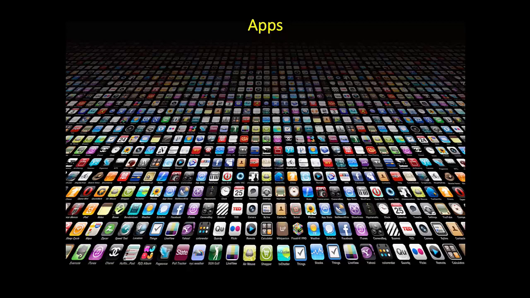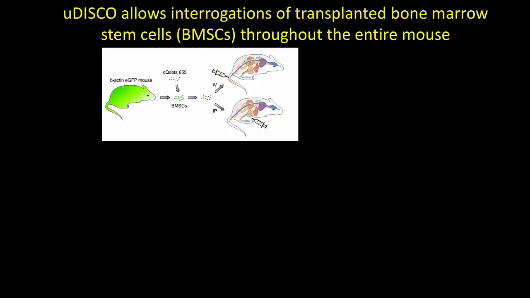I would like to give a few examples. For example, we used this method to screen the transplanted cells in a host mouse in an unbiased way. What we did was to check where the bone marrow stem cells go in the host animal. It is known that when you transplant these cells, they go into the lungs and liver, the primary filter organs, but where else is not very clear.